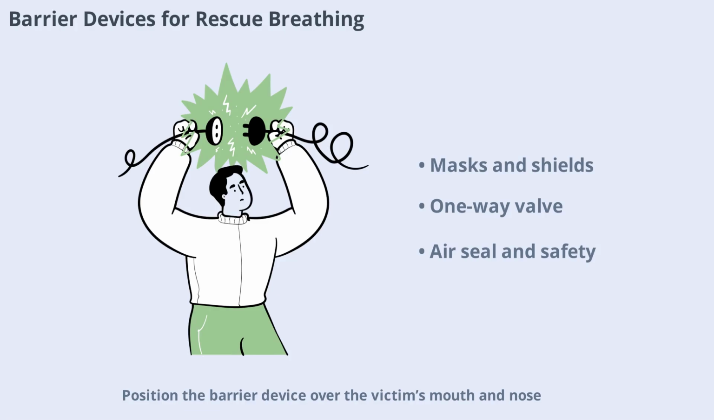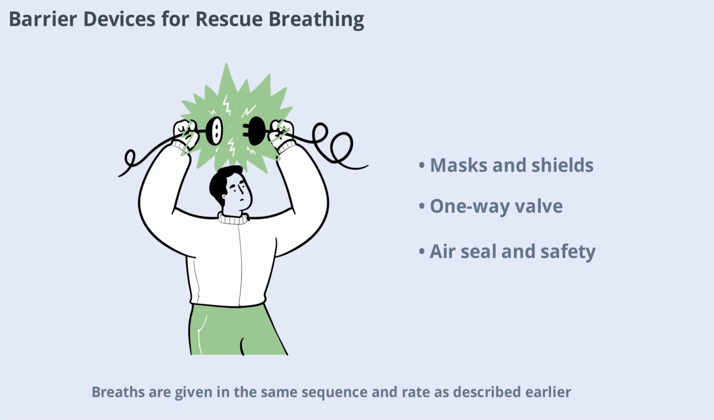Position the barrier device over the victim's mouth and nose, ensuring an adequate air seal. Breaths are given in the same sequence and rate as described earlier. These devices improve safety and efficiency during rescue breathing.